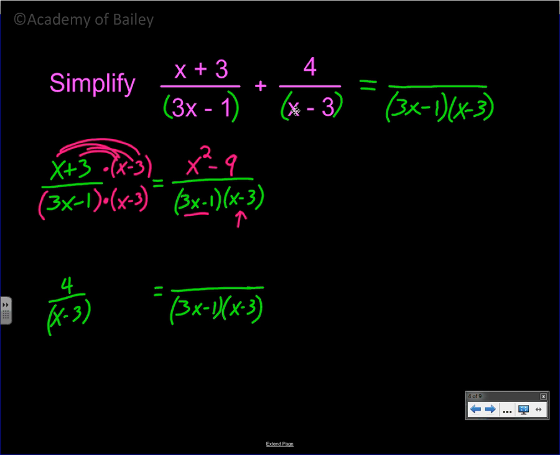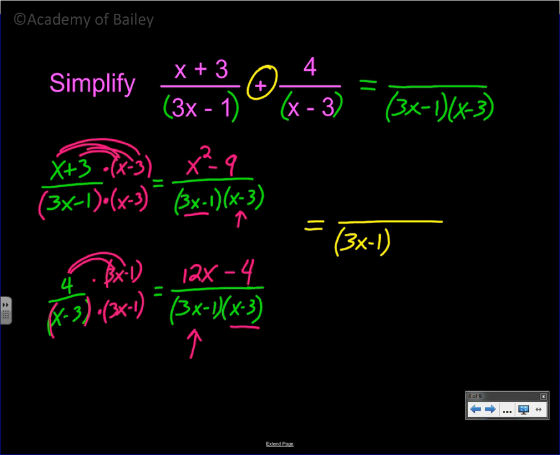Down here on the bottom, what did you multiply x minus 3 by to get the common denominator? It looks like you multiplied it by 3x minus 1. So then you multiply the top by 3x minus 1. So 4 times 3x is 12x. 4 times negative 1 is negative 4. This says plus, so let's go ahead and add these two together.